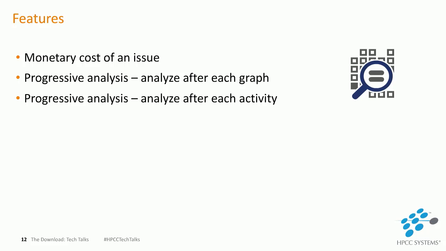We've divided it into two parts because the progressive analysis after each graph execute is quite straightforward, and we feel it shouldn't impact performance. However, the one for analysis after each activity is more complicated, and we're not sure how it will impact performance, so we need to examine this more carefully.